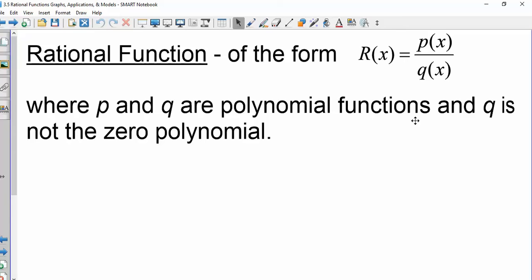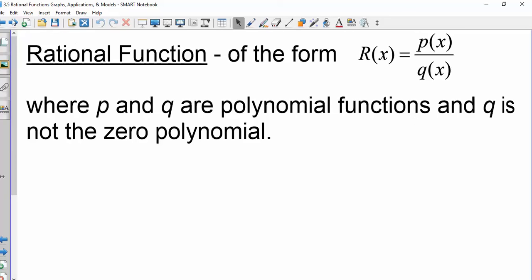Okay, the denominator cannot be 0. So that is the thing that will impact our graphs a lot on these. In a rational function, the denominator cannot be 0, so that would be one of the first things we look at, because we're going to find out a couple different things that can happen at those points on our graph.